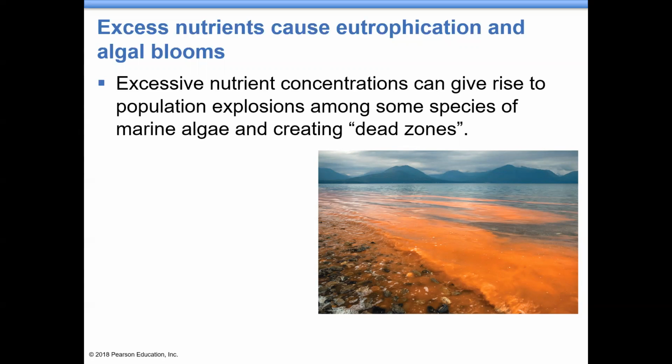So excessive nutrients can result in population explosions of marine algae. When these algae die off, the decomposers on the floor of the ocean become extremely active. Because they're so active, they remove the oxygen from the surrounding water, creating dead zones. Just like the eutrophication in freshwater, we have issues with eutrophication in marine ecosystems as well.